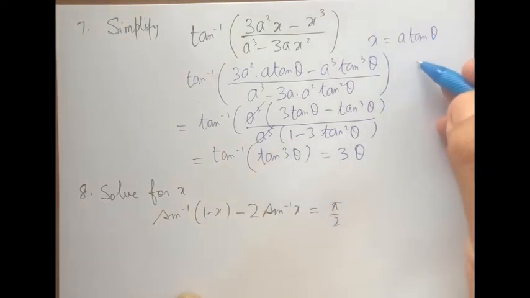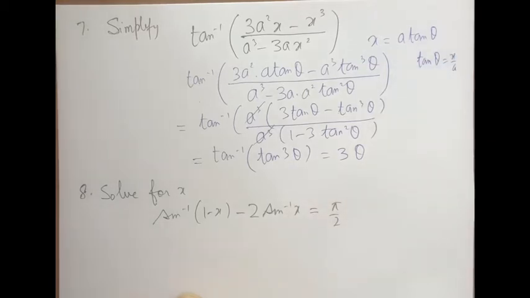And what is theta here? Tan theta is x upon a, so theta is tan inverse of x upon a. So this is 3 into tan inverse of x by a.